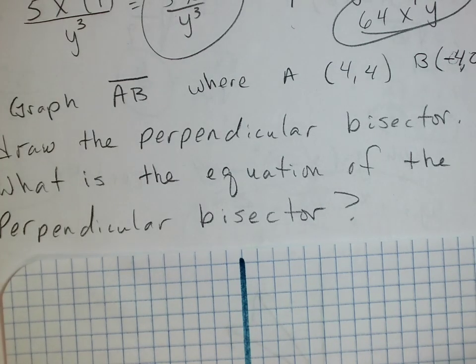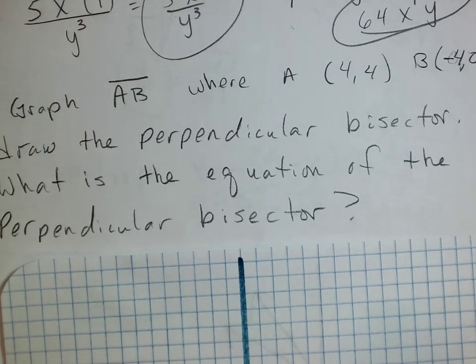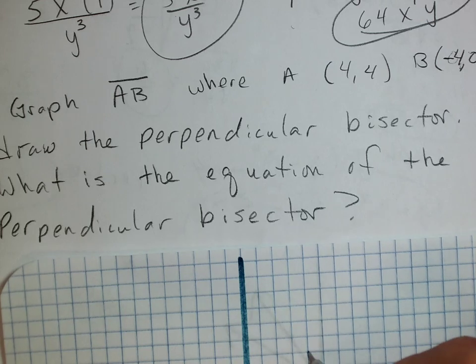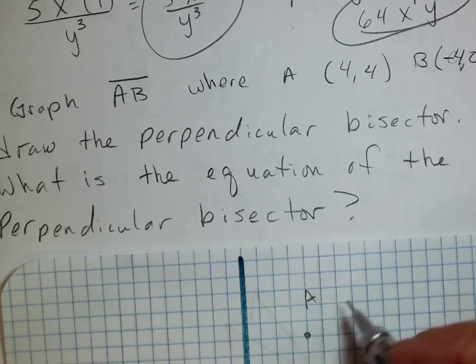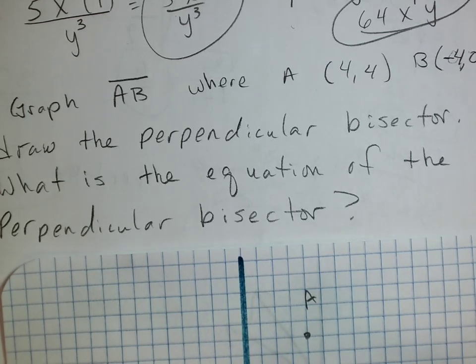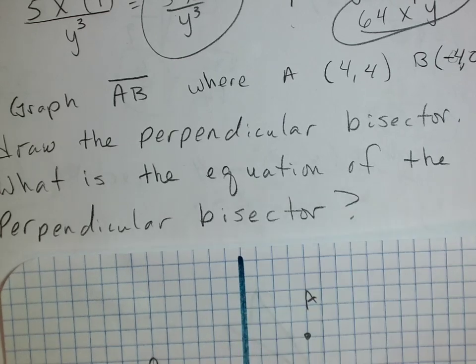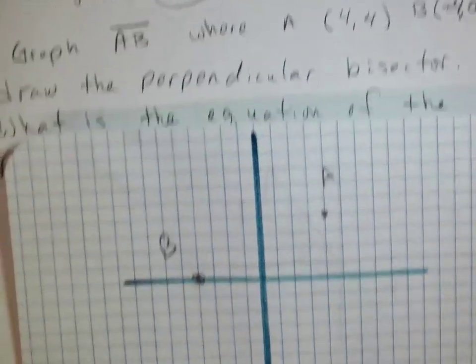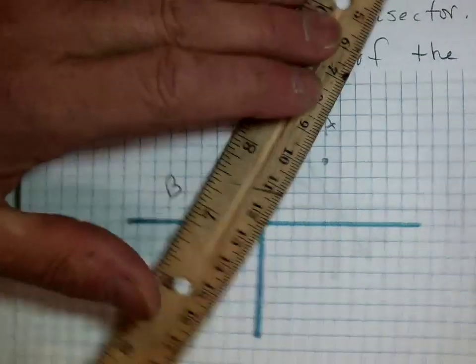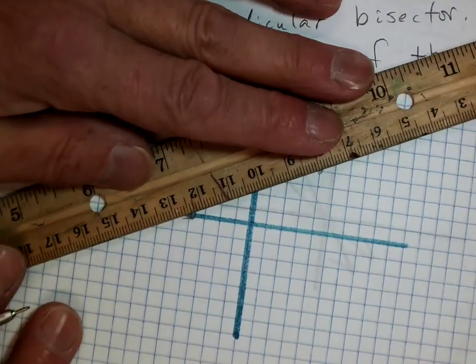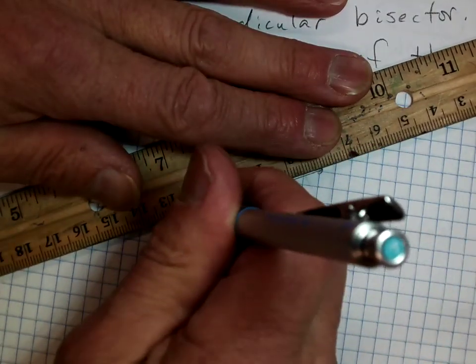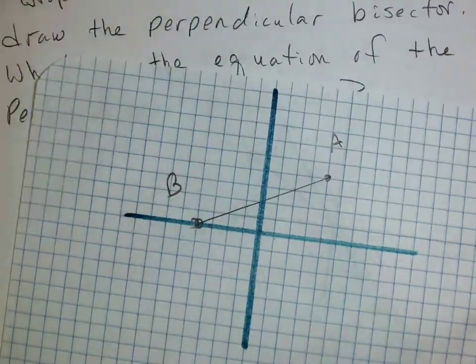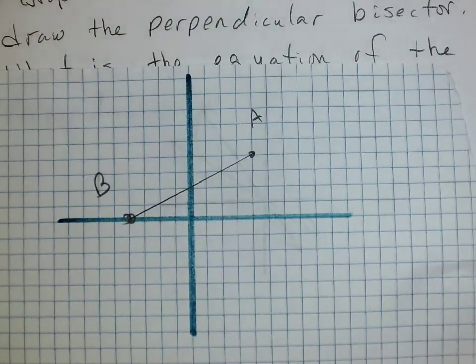So 4, 4 is A. 1, 2, 3, 4. 1, 2, 3, 4. There's A. Negative 4, 0. 1, 2, 3, 4 is B. So first thing I'm going to do is just graph it. Draw my line. Negative 4 comma 0.